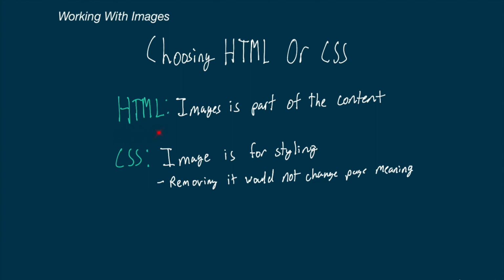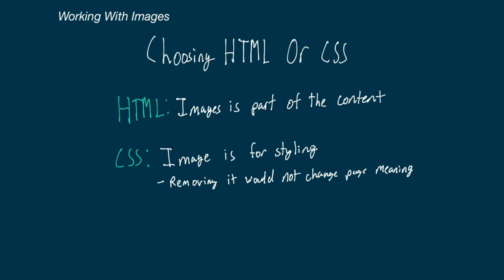Images in HTML should be considered part of the content. If removing an image from the page would change the meaning of the content in any substantial way, then that image probably belongs in the HTML as an image tag. However, if removing the image has no effect on the meaning of the page, then that image likely is just styling information and might belong in the CSS. That said, these aren't absolute rules, and you should always be using your best judgment.